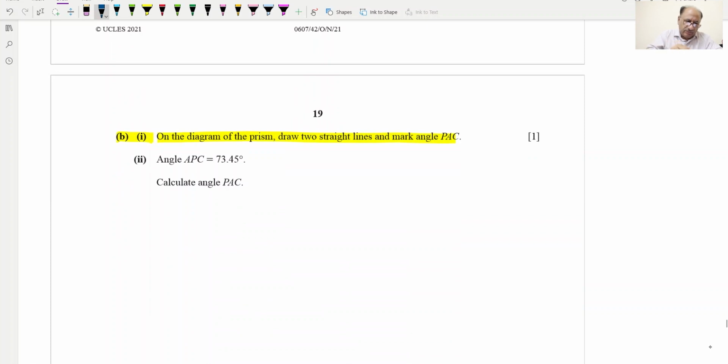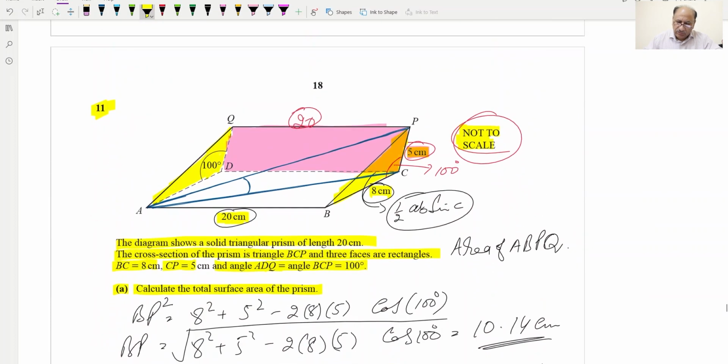So we have drawn the lines, and the second part is angle APC is equal to 73.45 degrees. This is what they have mentioned. Now we can find AC because this is a rectangular base, and angle ABC is 90 degrees. So we can apply the Pythagoras theorem on triangle ABC and first of all find the AC side.